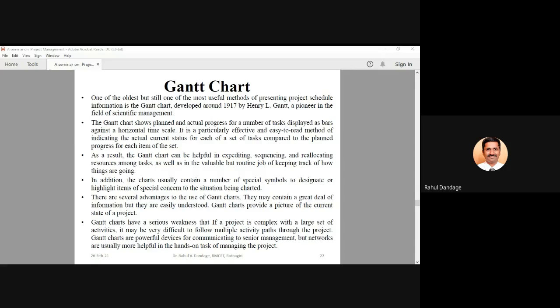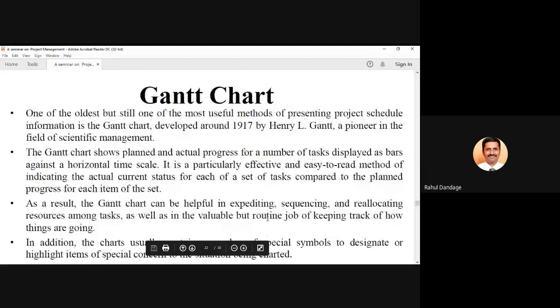This first part is related to the Gantt chart. This is one of the oldest but still one of the most useful methods of presenting the project schedule information, that is nothing but the Gantt chart. So what is this Gantt chart? Even though it is one of the oldest methods, it is one of the most useful methods of presenting the project schedule information.